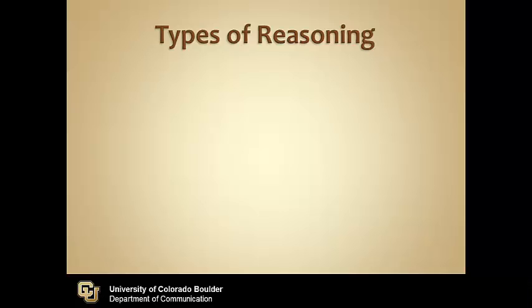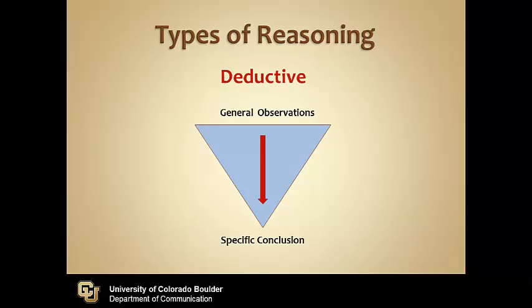Reading number 4 covers 3 main types of reasoning we need to know about: deductive, inductive, and analogical reasoning, and we'll say something about each one of these. First, deductive reasoning is when we start with general observations in order to make specific conclusions.